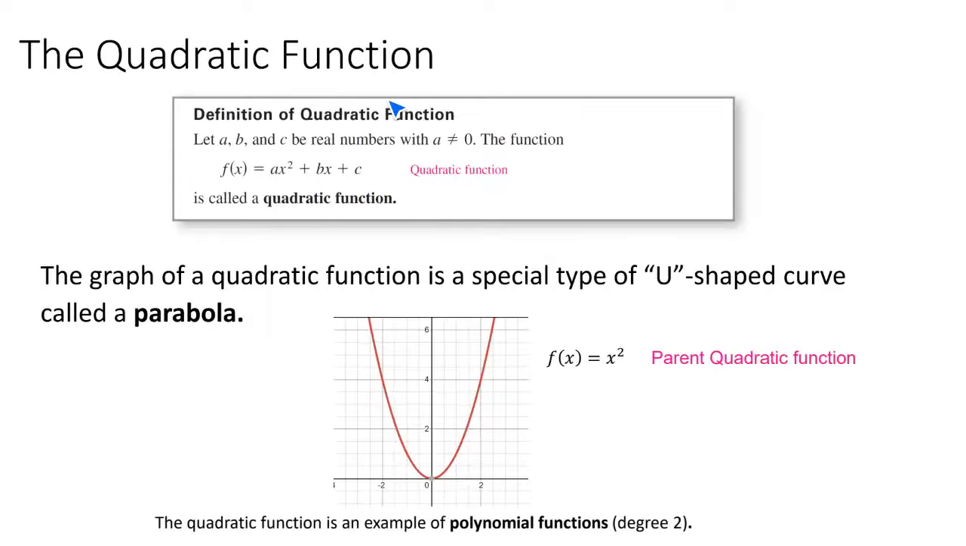So a quadratic function, remember, is a function where the highest degree of the variable is going to be a 2. Your quadratic function will look like this. The graph is going to be a U-shaped graph, and we call it a parabola. So here's an example of that. And f of x equals x squared, we call that the parent function. Later on in this chapter, you're going to see polynomials that have degree 3, 4, 5, and so on. We call those polynomial functions.